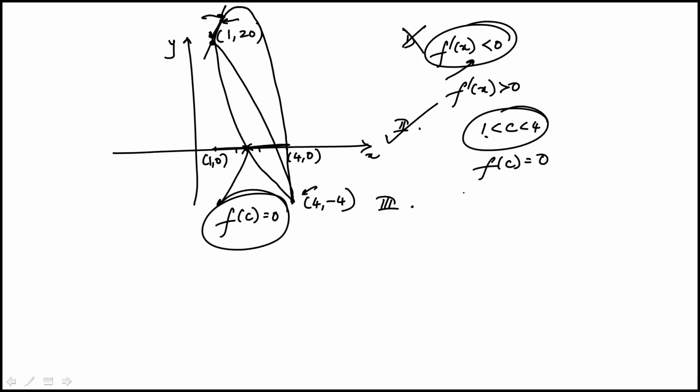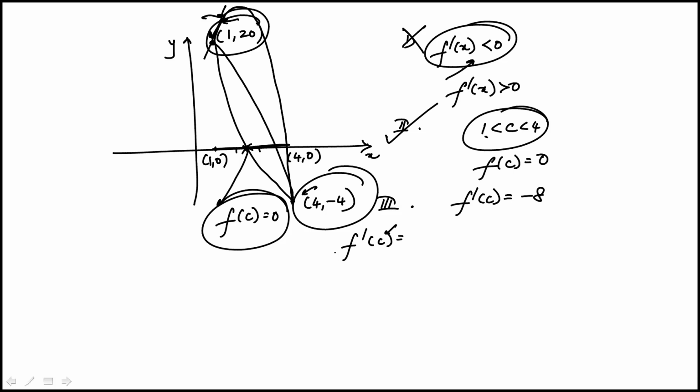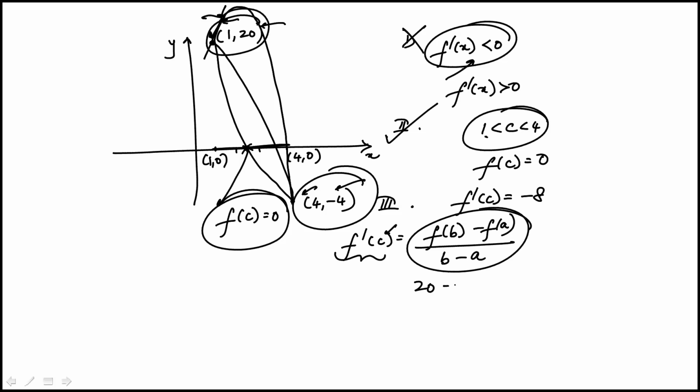And then the third one is that there exists a point between, again, 1 and 4, such that f prime of c is minus 8. Now, we're going to use the mean value theorem for that. The mean value theorem says there exists a point c where the slope of the tangent line is equal to the slope connecting the two endpoints. So here, this is one endpoint, that's the other.